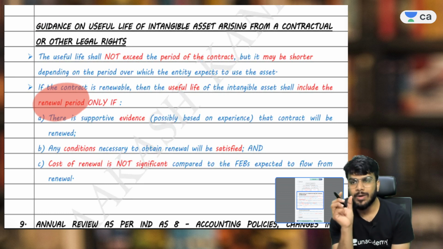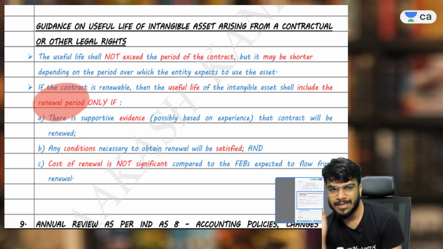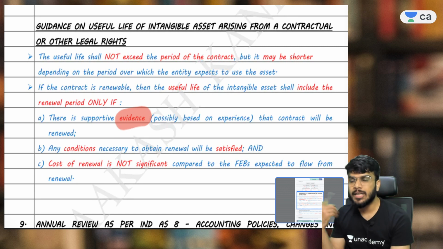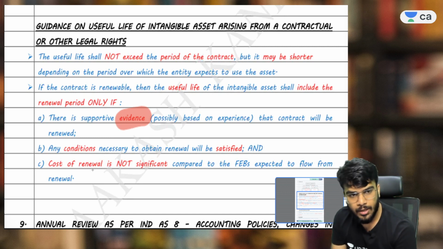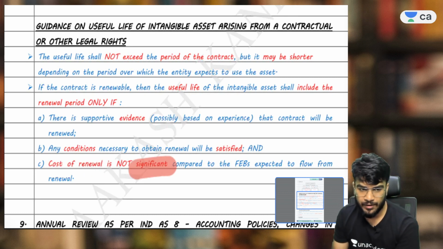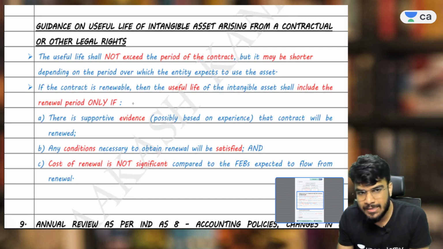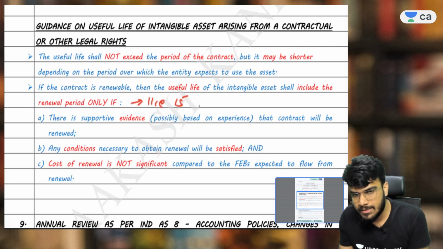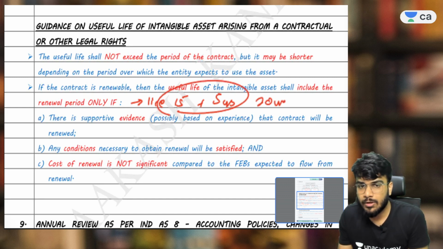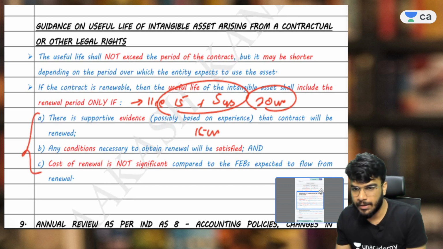If there is any renewal period in the intangible, should we include that renewal period in the life of the intangible asset? If there is evidence that you will renew the intangible at the end of the useful life, and any conditions will be satisfied, and the cost of renewal is insignificant, in that case the renewal period will also be included in the life of the intangible. Let's say you have a license of 15 years and also there is a renewal period of 5 years. So should we consider the life as 20 years or 15 years? You will consider it as 20 years only if these three conditions are met, right?